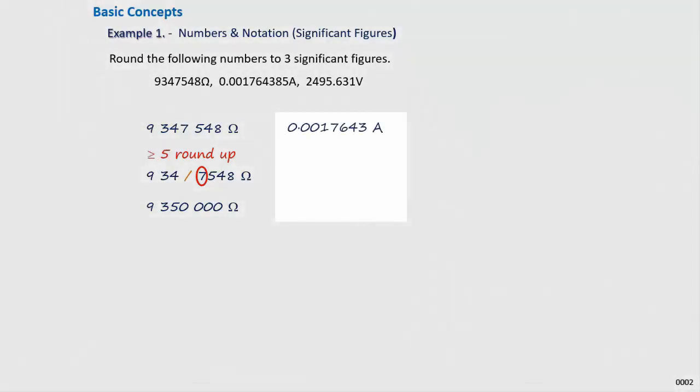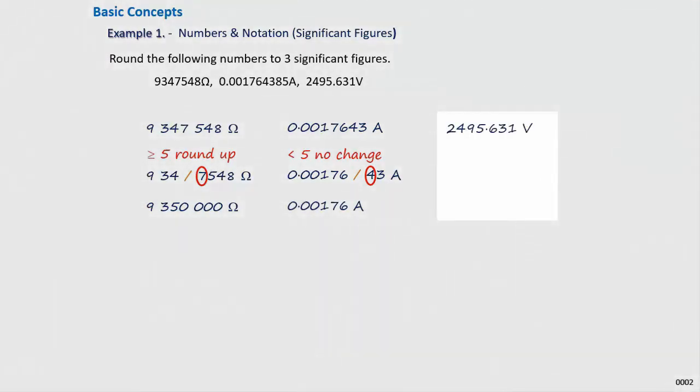With the second number, we look for the first non-zero number and then take the next 3 digits, 1, 7, 6. And then look at the 4th digit, it's a 4. This is less than 5, so we just leave the 3rd digit unchanged. There are no numbers to the left of the decimal point, so no zero infill is required.